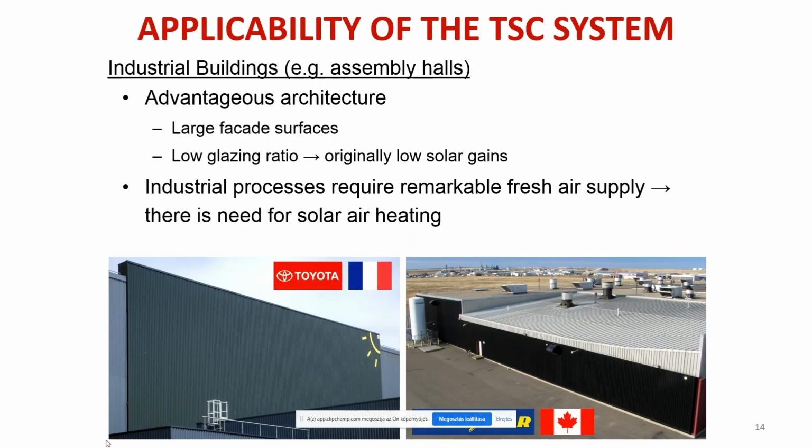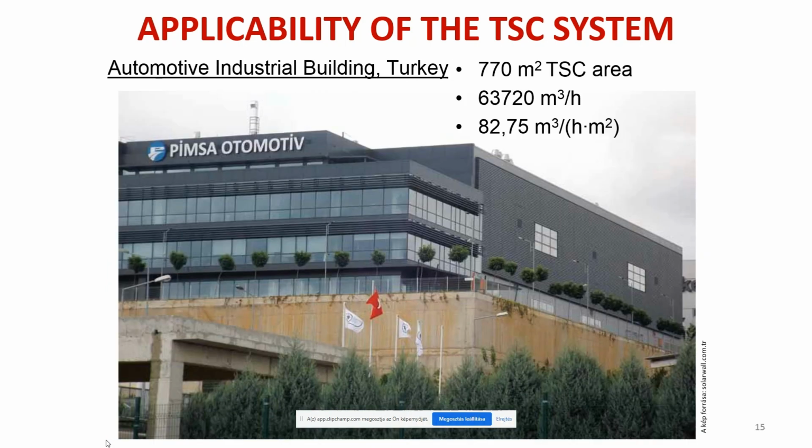Here are some examples of transpired solar collectors all over the world. First and foremost, you will see here industrial buildings with low glazing ratios, low solar gains, large facade surfaces. You can see here too automotive industry buildings like in France and in Canada. This one is in Turkey.